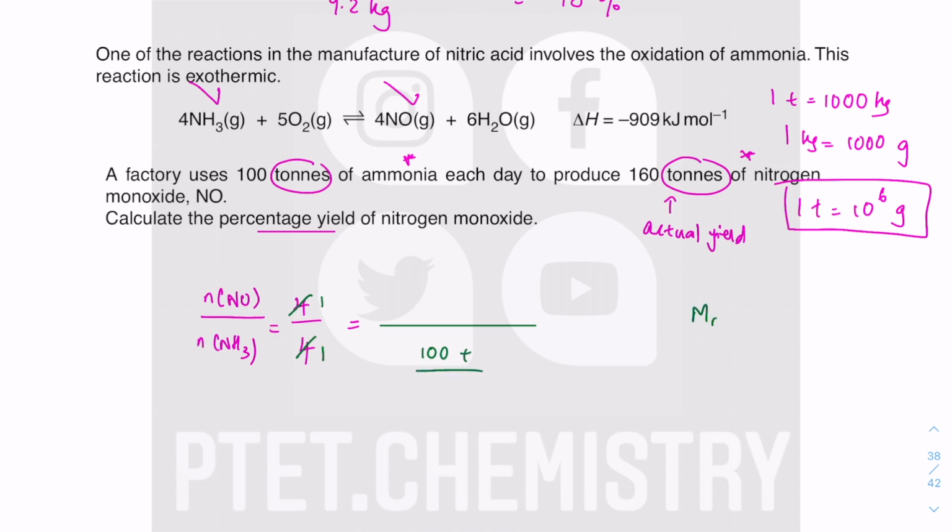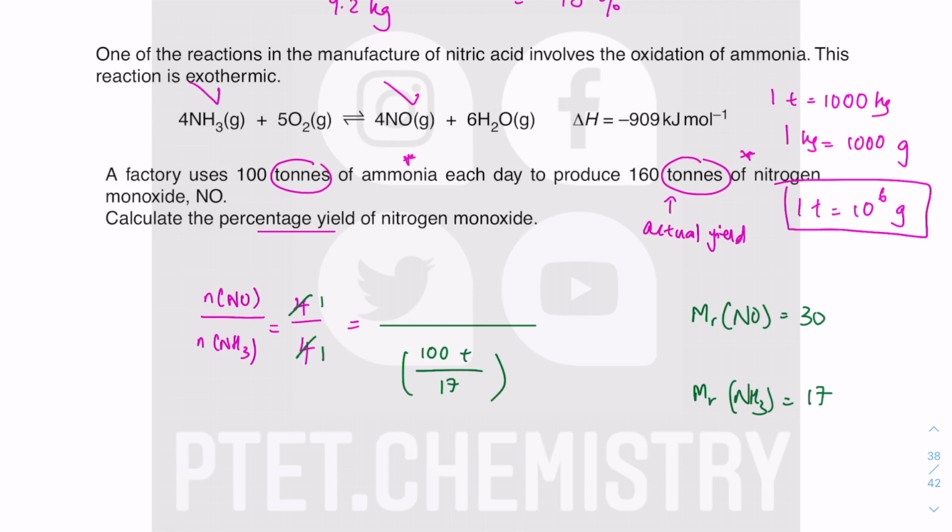So I should really have my MR calculation. MR of NH3 is 14 plus 3 times 1, which is 17. MR of NO is 14 plus 16, which is 30. So I put down ammonia at the bottom. So mass in tons, 100 tons over 17. So there's my mass over MR. There's my actual mole of NH3. I expect 100% reaction, which will give me 1 mole, or 4 mole will give me 4 mole. So 1 mole will give me 1 mole.